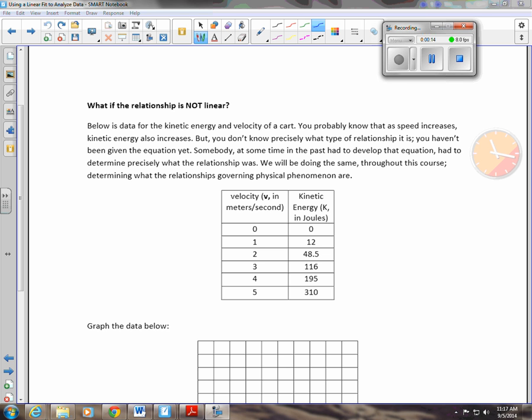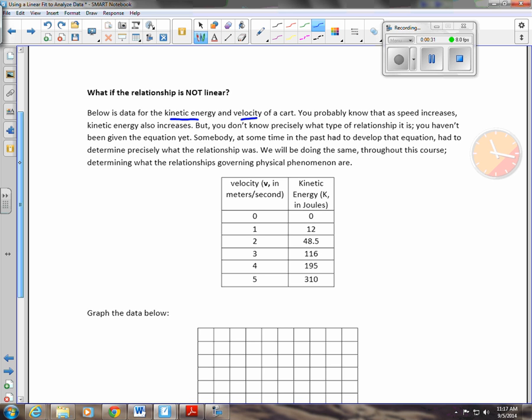Here's an example. We have velocity and kinetic energy. We should know from earth science for some time in the past that kinetic energy is the energy of motion, and if the velocity goes up, the kinetic energy goes up. But is it linear? If it's linear, we can find the equation between the two, but if not, we're going to have to figure out how to deal with it.